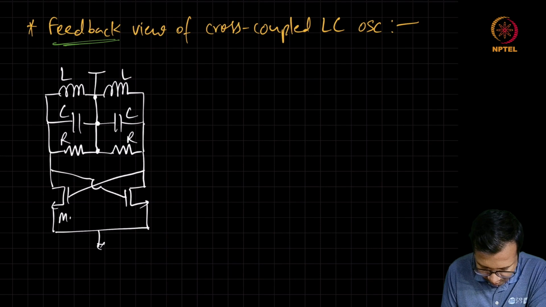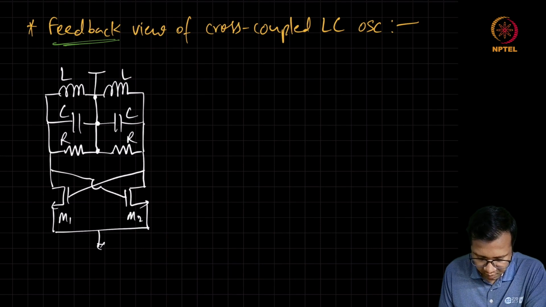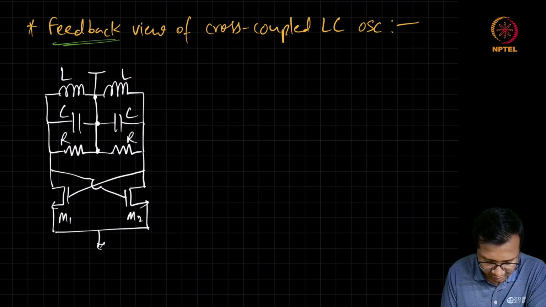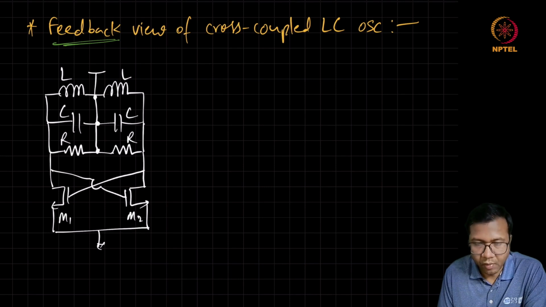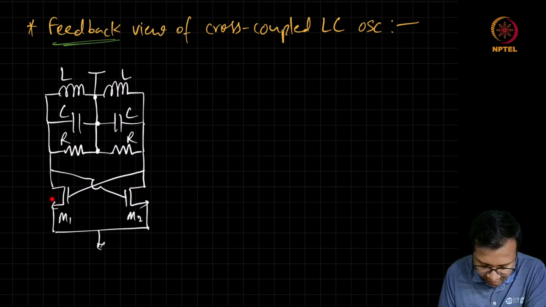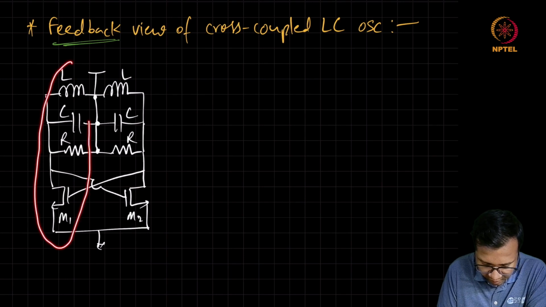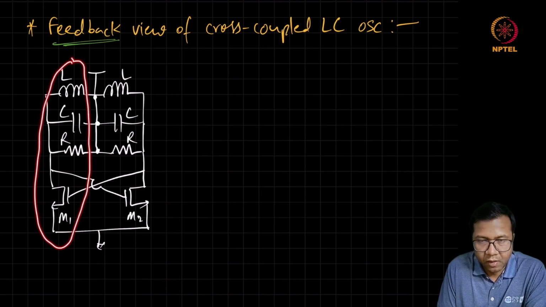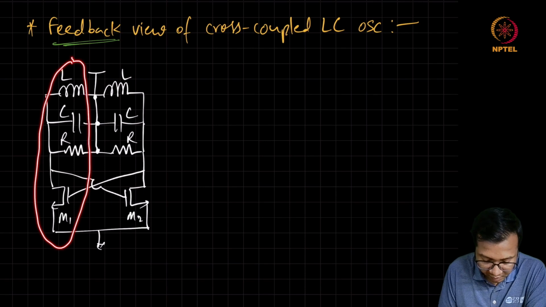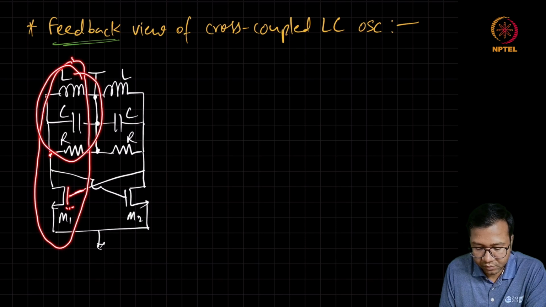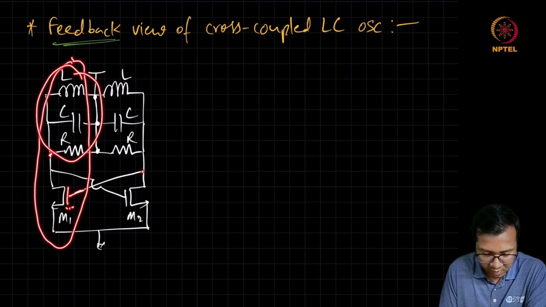R, M1, M2. So now this circuit, if we look at it in another way, it appears as if we have got one half looking like a tuned common source amplifier where M1 is the amplifying element, and at the drain we have got this tuned load connected, and this amplifier is getting the input from the drain of M2.